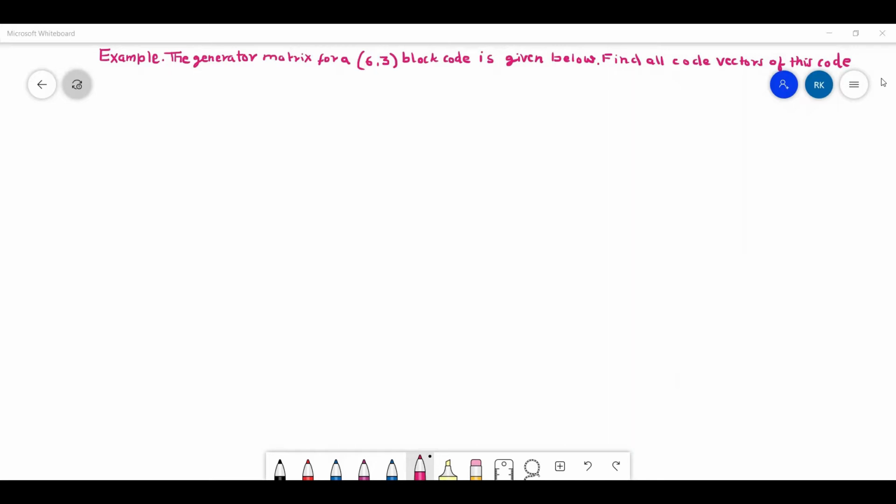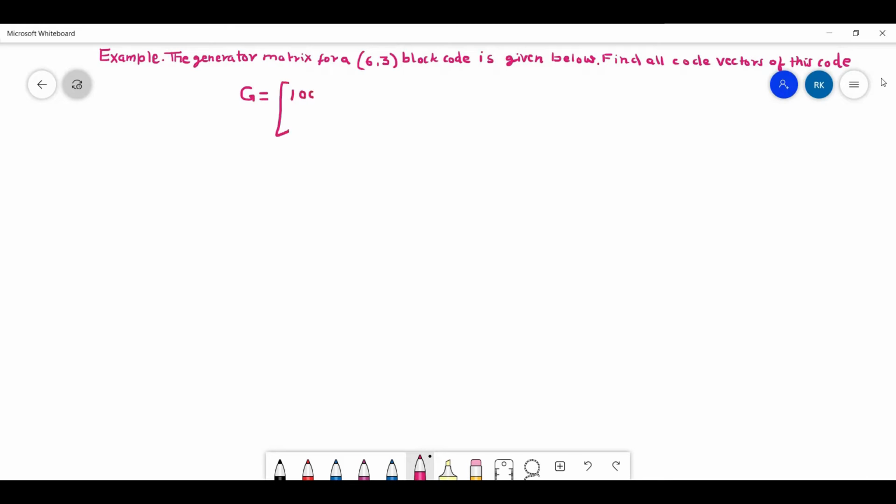Now this is a typical question where the length of the code vector is given, the block size k for this code is given, and you need to find all code vectors for this code. The generator matrix is unique, so the generator matrix needs to be provided in the question. Let me write down the generator matrix and indicate how it looks typically for you.